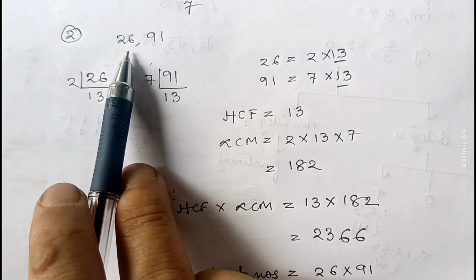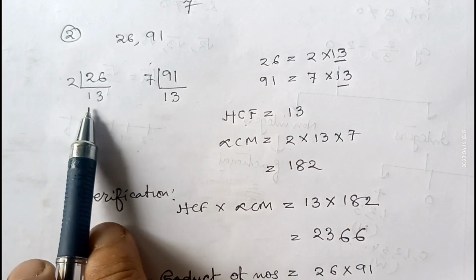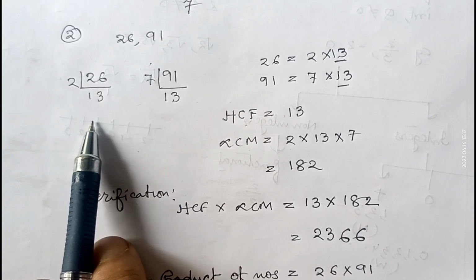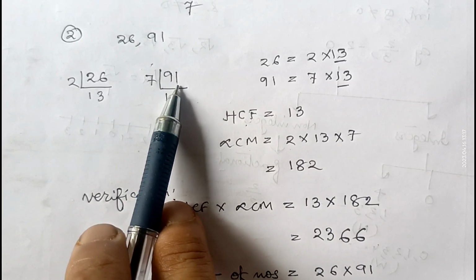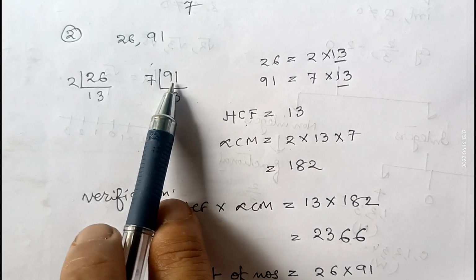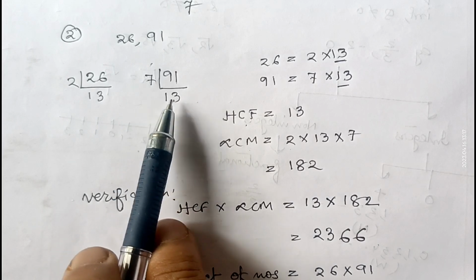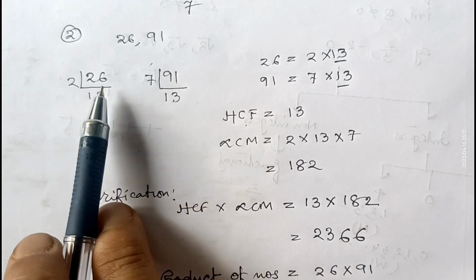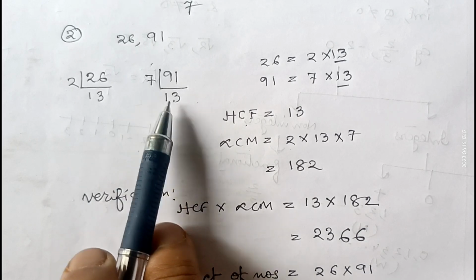So we will prime factorize 26 and 91 separately. 26 we can divide by 2. 2 13s are 26. Now 13 is a prime number. Further division is not possible. Now 91. 91 you cannot divide by 2 because the unit digit is 1, which is an odd number. So this number is not divisible by 3 or 5. So we have to divide by 7. 7 13s are 91. Since 13 is a prime number, further division is not possible. So 26 can be written as 2 into 13 and 91 can be written as 7 into 13.